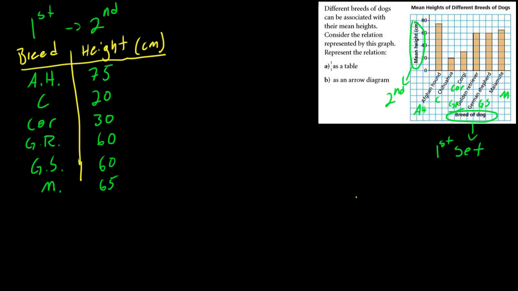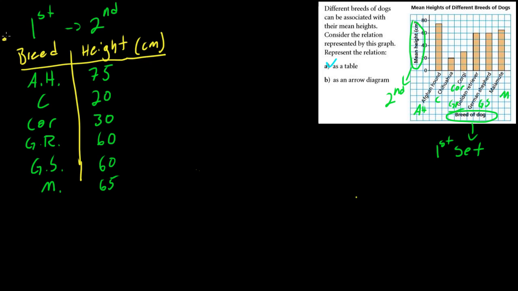Arrow diagram. Let's go ahead and do that one. So arrow diagram is very, very similar to our table. It's almost a complete match to the table, except maybe this time we'll have multiple arrows going to a singular entry. Let's see what that will look like.